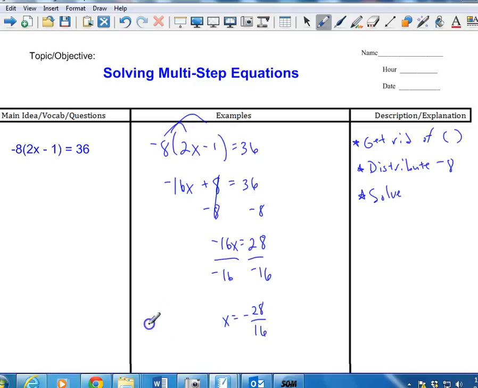I do not want decimals. No decimals, don't do that. You're going to have to learn how to work with fractions in this class. But this is a fraction that can be reduced, so we must simplify.